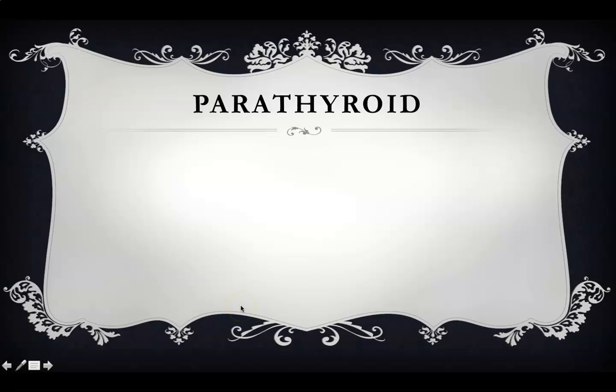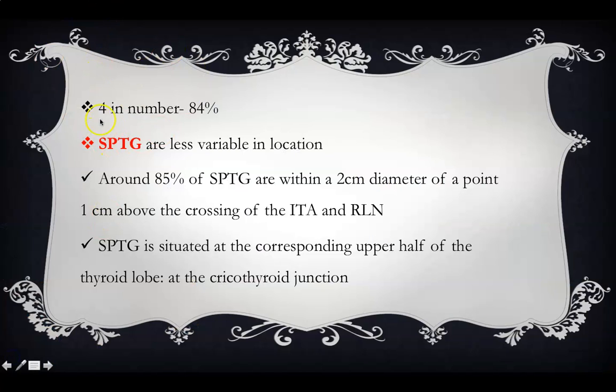Now, talking about the parathyroid anatomy, they are four in number. Most of the time, in 84% of the cases, they are four in number. Otherwise, they can be five, six, or three in number. So that is not important for you guys. And the superior parathyroid glands are less variable in location, which we discussed when we were discussing development also.